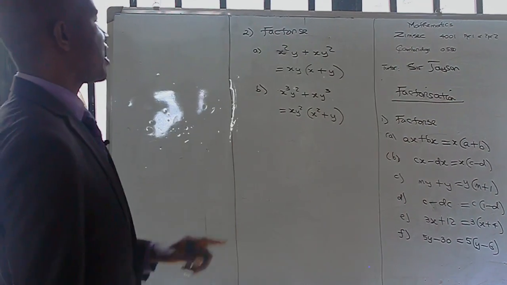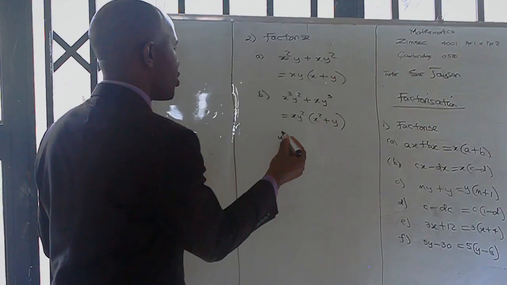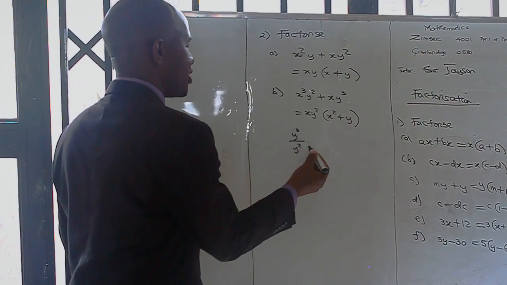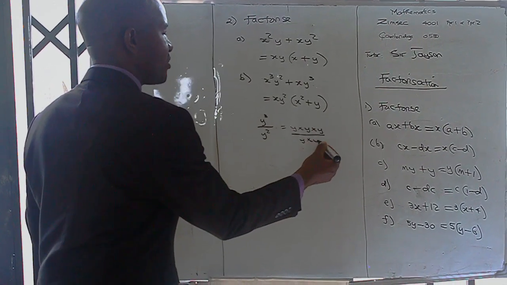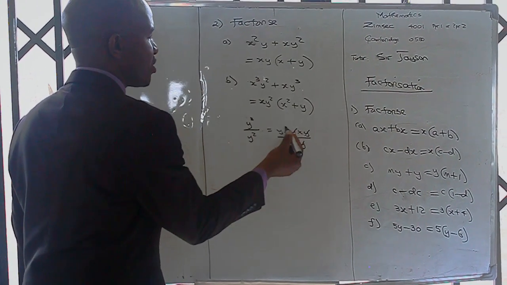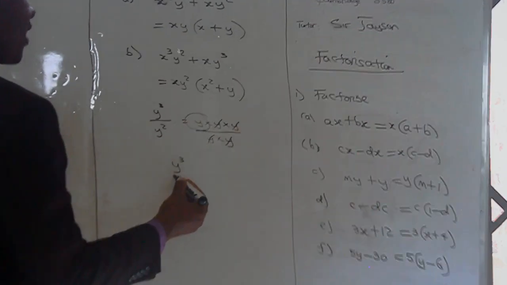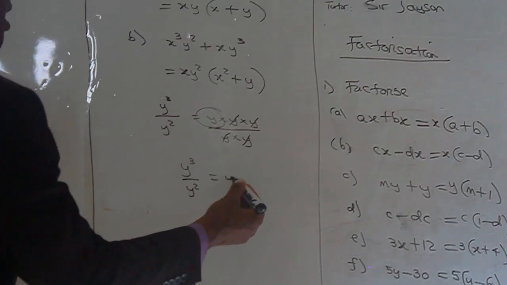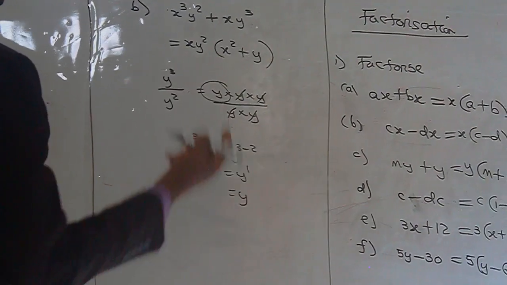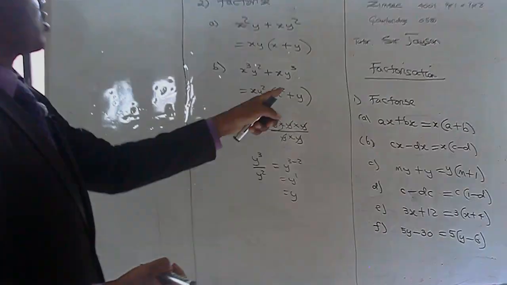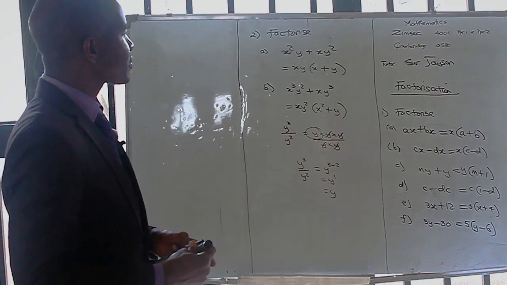Y cubed, we factored out y squared, we are left with 1y. Because y cubed, if divided by y squared, it's like y times y times y over y times y. Y cancels, we remain with 1y, which is the one we have. Or y cubed over y squared. When you are dividing them, you subtract the powers. So we remain with a single y. So y cubed over y squared, we remain with y alone.